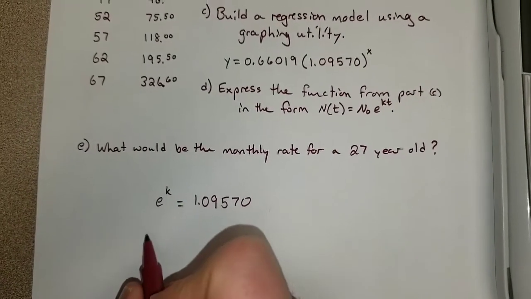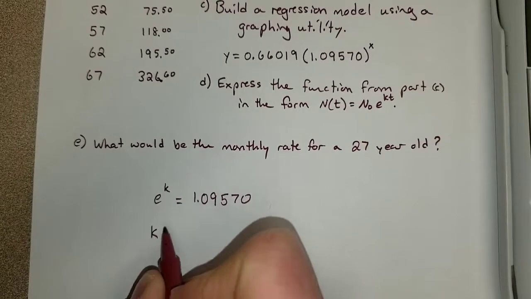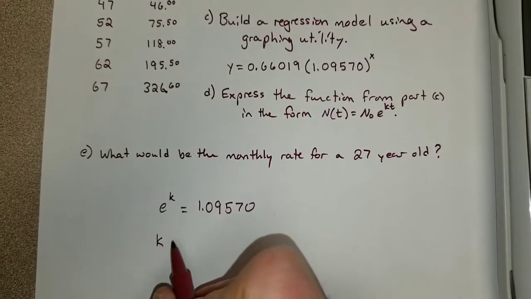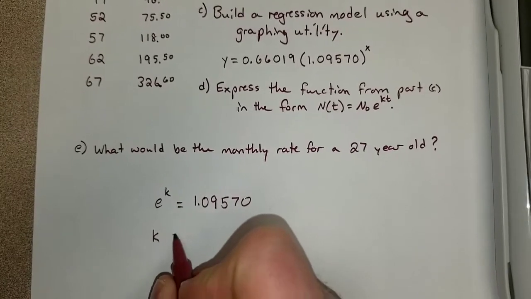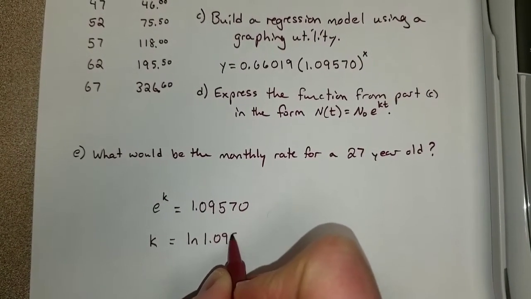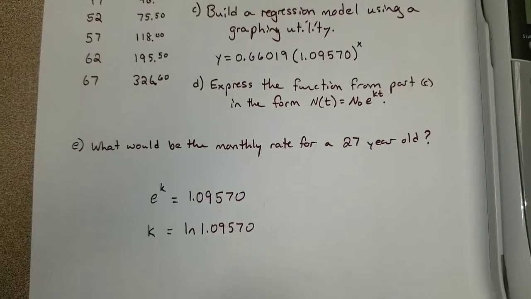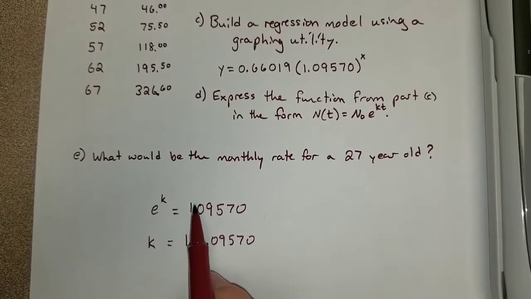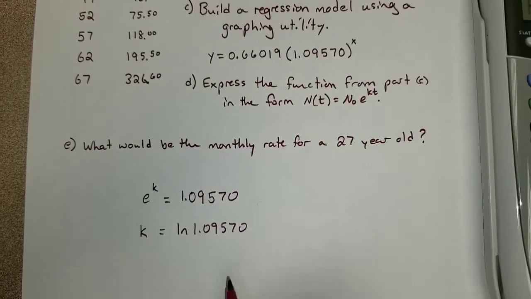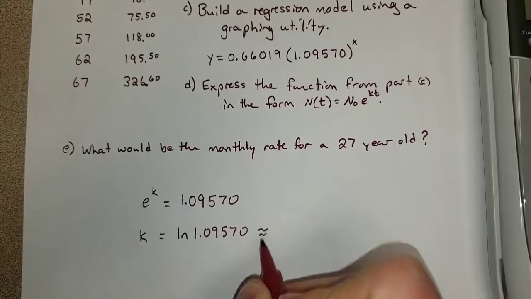So I take the natural log, or convert it to a natural log, right? The natural log of the other side is equal to the argument, or the exponent. So k is equal to the natural log of 1.09570. You could also think of it as taking the natural log of both sides and it canceling with the e on the left. Then I just calculate that natural log.